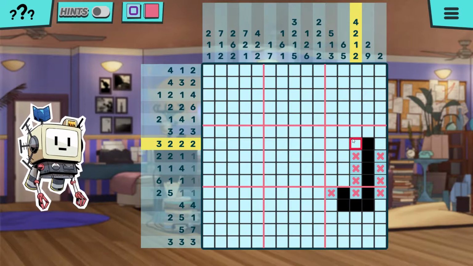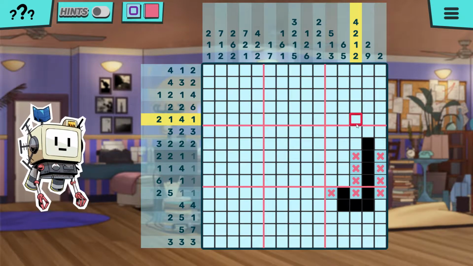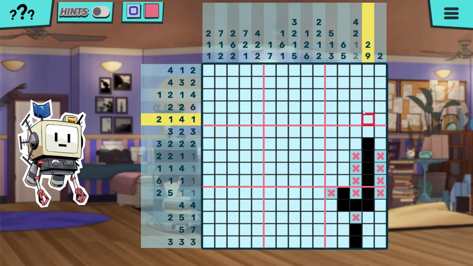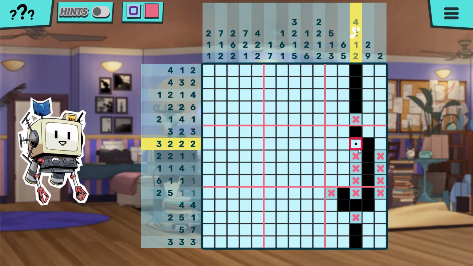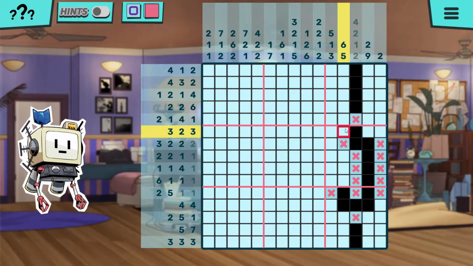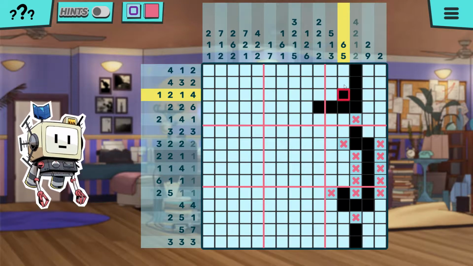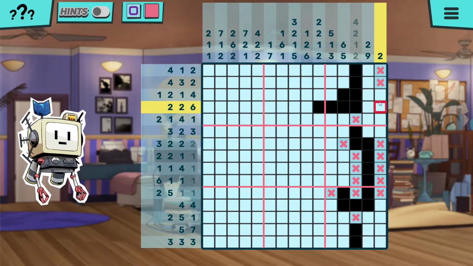Okay, now then. I've got 4, 2, 1, 2. 4 blank 2, 1, 2. There we go. Alright, that's something. So 3, that's okay, that's a 6. That's a 4, that's a 2, and that's a 2 as well.